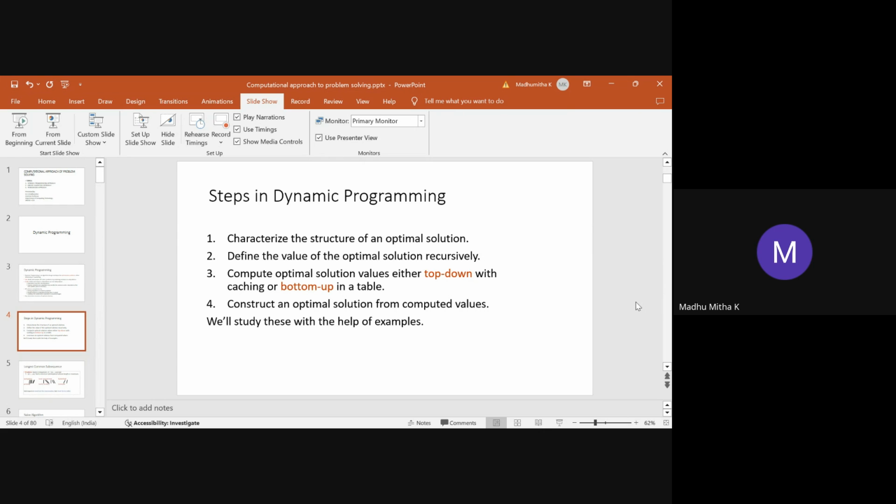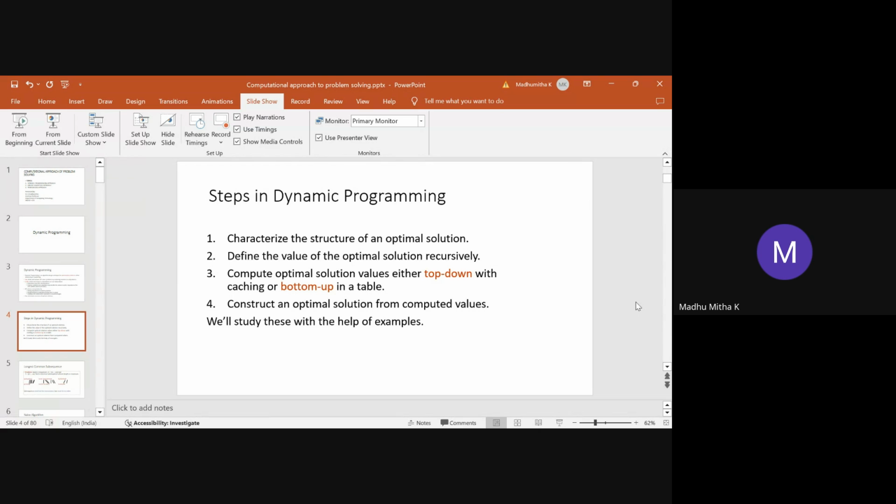When you come to the bottom-up approach, as I said, here also there is tabulation, but the tables are filled in a bottom-up manner, not a top-down manner. The subproblems are small, but the optimal solution computed should also be small. There will be a solution for all the subproblems, and the computation time should also be small.